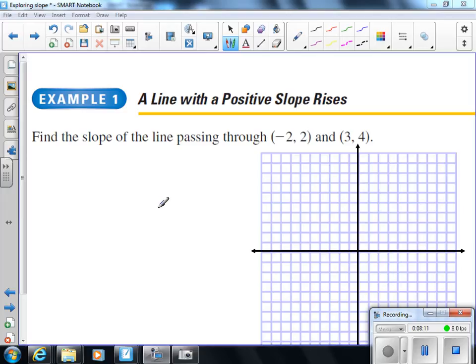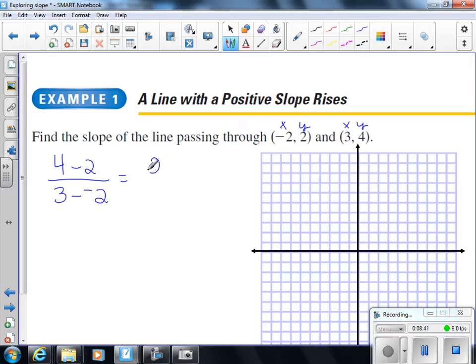Okay, let's try one. Find the slope of the line passing through -2, 2, and 3, 4. Do I have to plot it? No. You know the shortcut now. Let's write it down. Okay, remember your x and your y. Change in y, 4 minus 2, over change in x. Because I started with the 4, I will start with the 3. 3 minus a -2. 4 minus 2 is 2. 3 minus a -2, and you get 2/5. Your slope is 2/5. Now let's plot it and see if we get that.